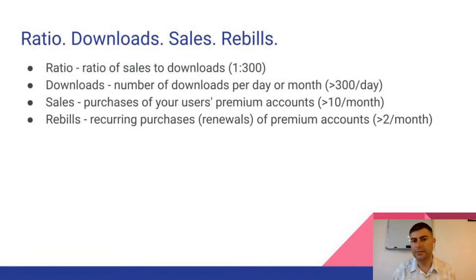And what the ratio is, it's also an index. You can find it in your dashboard. The ratio is a ratio of sales to downloads. It's how many sales you get on how many downloads. For example, you get one sale per 300 downloads, and this is kind of an average index, and it can vary. It's okay if you have one sale per 500 downloads, but if you have more downloads for one sale, you have to revise your content. Something is wrong because you have a lot of downloads but no sales.